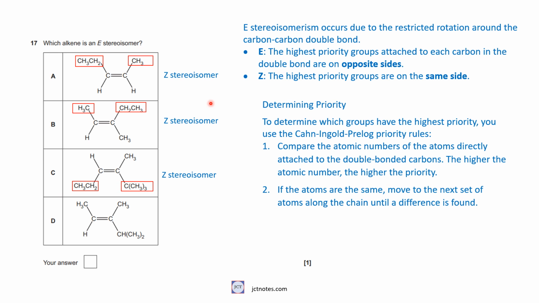Alkene B is also a Z stereoisomer. On the left-hand side of alkene D, we have the same situation as on the right-hand side of alkene A. On the right-hand side, we have the same situation as on the right-hand side of alkene C. Alkene D is the E stereoisomer. The answer is D.